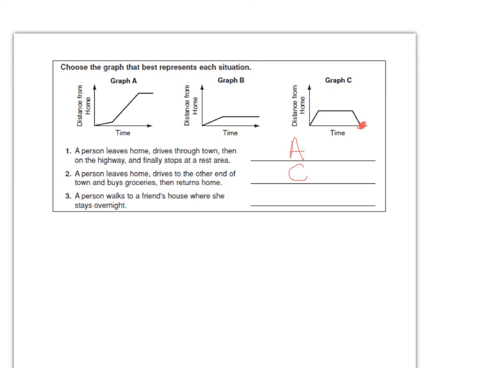Number 3, I'm not the smartest guy in the world, but if I haven't used graph B yet, a person walks to a friend's house where she stays overnight. So we can see on graph B, this person walking to a friend's house, gets to the friend's house, and stays there the rest of the night. Doesn't get any closer to home, any further from home, stays there.